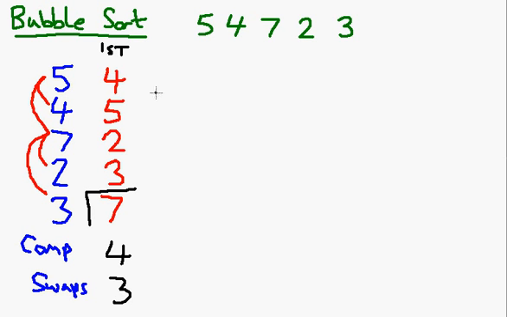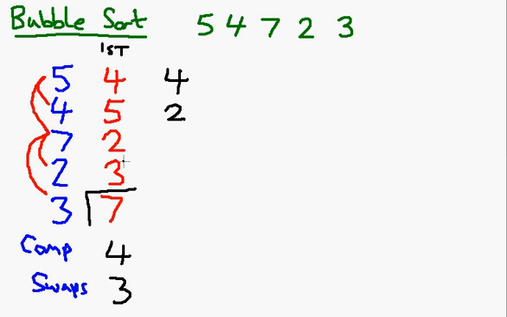Okay, so let's go through a second pass. So now we're going to look at 4 and 5. Well, the smallest of those is 4. They're in the correct order. We've made 1 comparison, 0 swaps. Now we're going to look at 5 and 2. They're in the wrong order, so we're going to have to put 2 down first. So we've now made 2 comparisons, 1 swap.